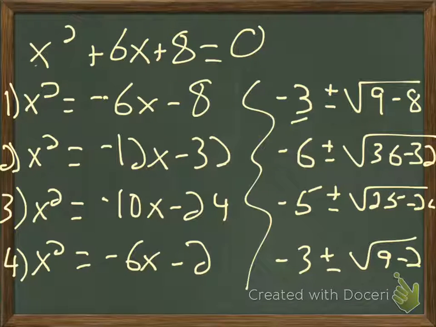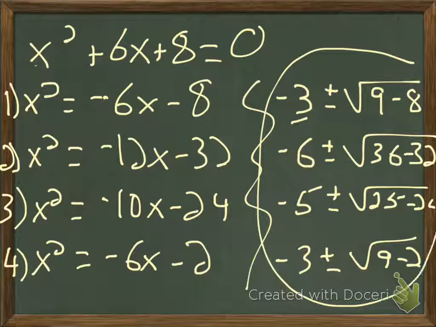Negative 6 plus or minus 2, because that's the square root of 4. Negative 5 plus or minus 1, because that's the square root of 1. Negative 3 plus or minus root 7. We have to leave it in that form. So this always works. It's not a trick. There's a reason it makes sense, but I want to save that for another video.